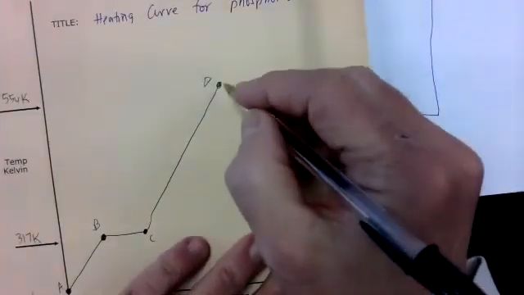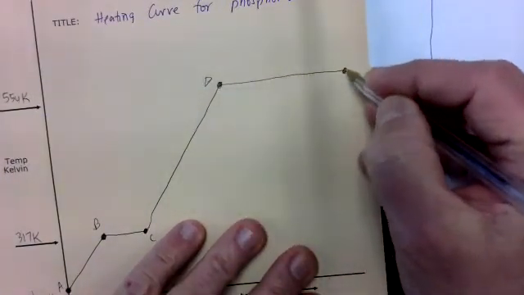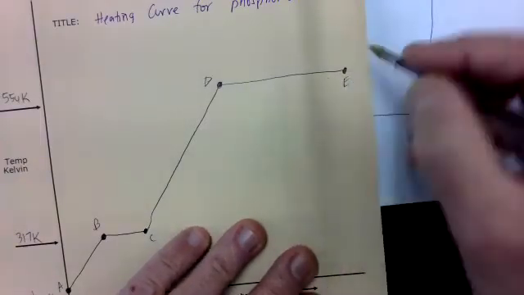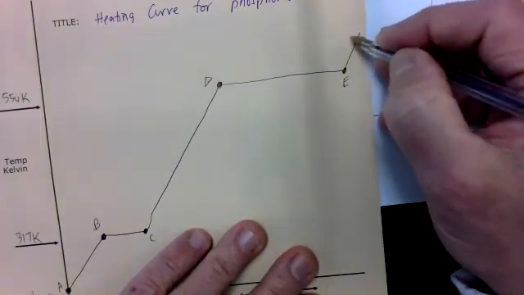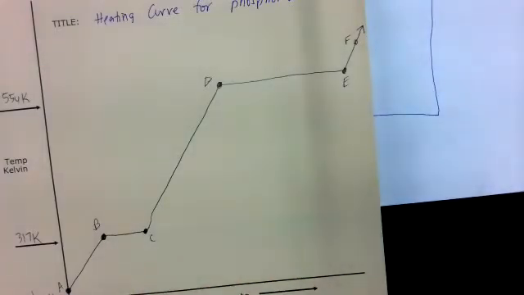And then we're going to have a long section to E, and then it's going to go up. Here's point F, and we'll give that an arrow. It can be as hot as you can make it. If you send it to the sun, it could be 1,000,000 Kelvin.